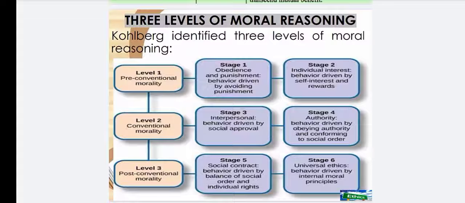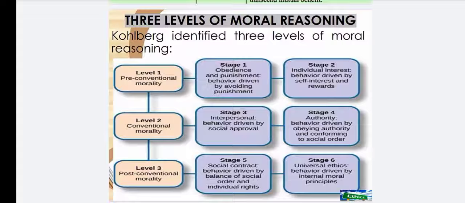Level 2. Conventional morality, assessing personal consequences. Stage 3. Interpersonal, behavior driven by social approval. Decision based on the approval of others. Stage 4. Authority, behavior driven by obeying authority and conforming to social order. Judgment based on the rules and laws of society.